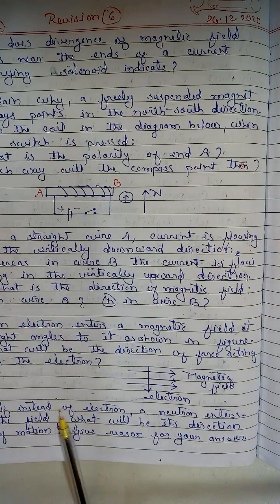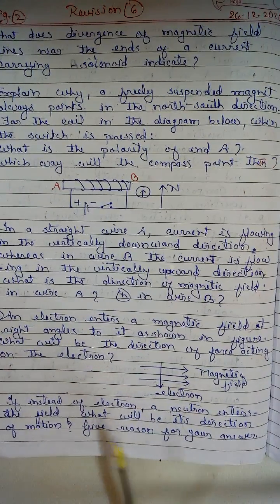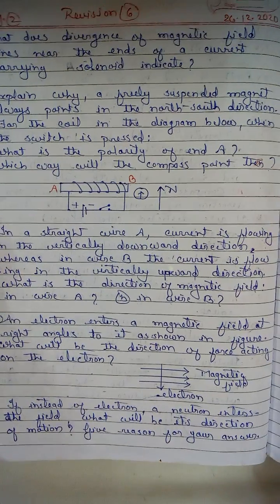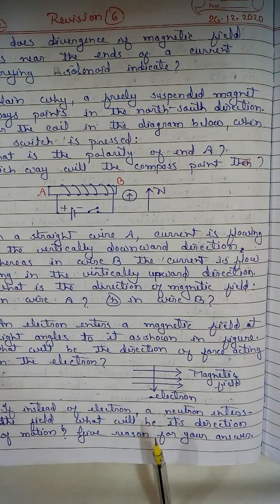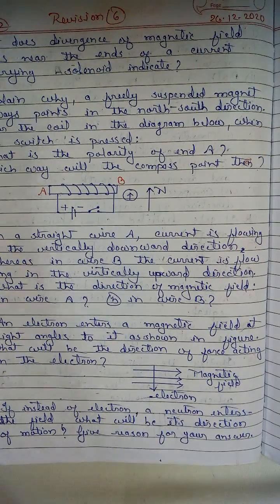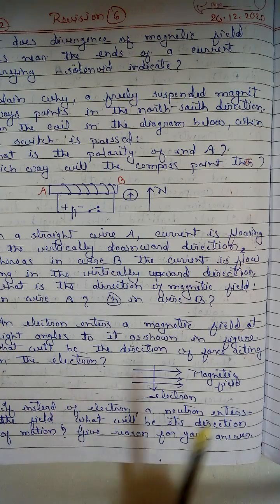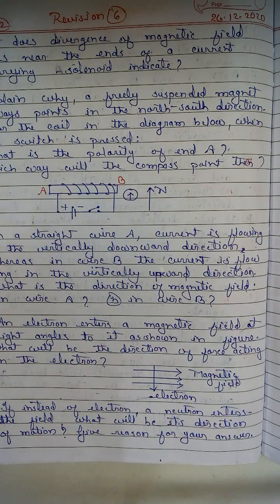Now the second part of this question, if instead of electron a neutron enters the field, what will be its direction of motion? Give reason for your answer. Now we must remember a neutron is a neutral particle. That means there is no charge, neither positive nor negative charge on it, so it will not be deflected, so it will move in the direction in which it has entered the magnetic field.